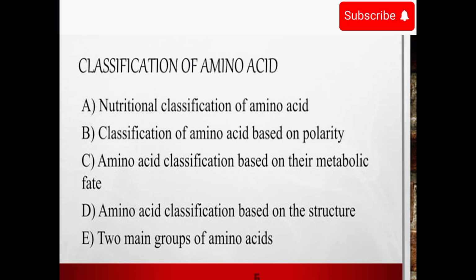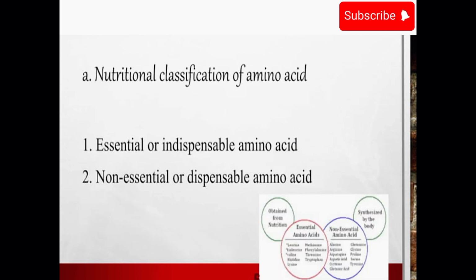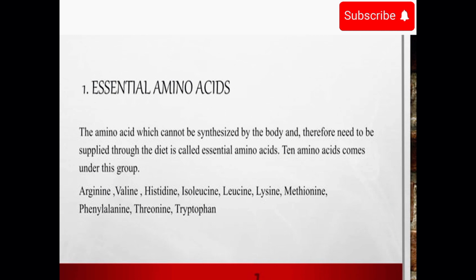Classification of amino acids: based on nutrition, based on polarity, based on their metabolic fate, based on their structure, and two main groups of amino acids. Nutritional classification of amino acids: the amino acids can be divided into two types based on nutrition, essential or indispensable amino acids and non-essential or dispensable amino acids.